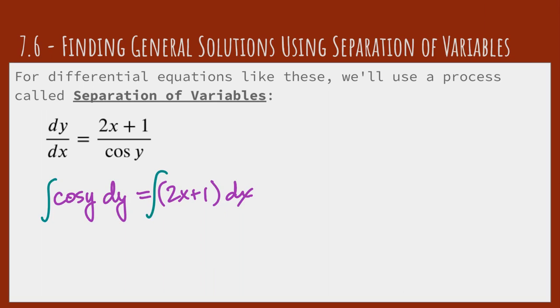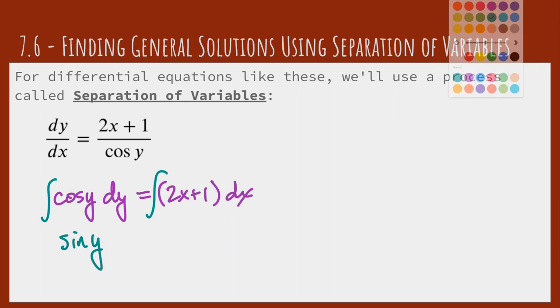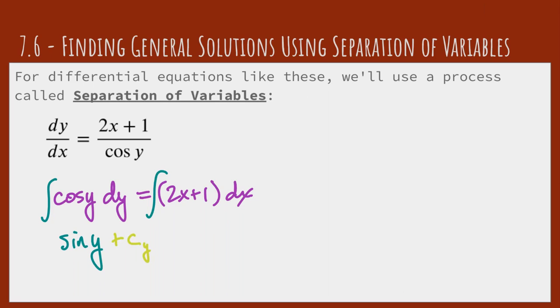Now, at this point, we can take the antiderivative on each side. So the antiderivative is an operator. It's just like if we would add the same thing to both sides or divide by the same thing on both sides, we're taking the antiderivative on both sides. So the antiderivative of cosine of y is sine of y. For now, I'm going to write in here a plus c, and I'm going to call it c sub y because it's on the y side.